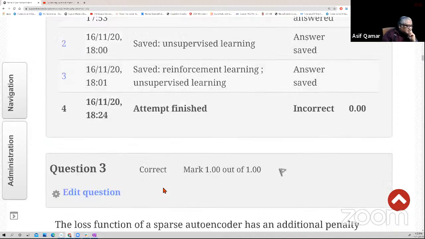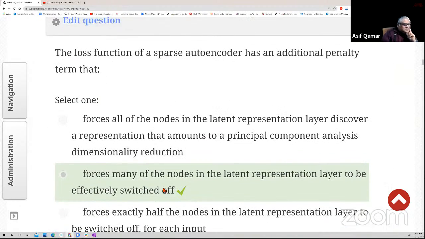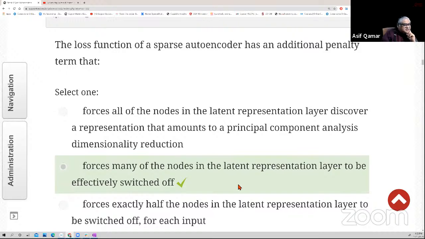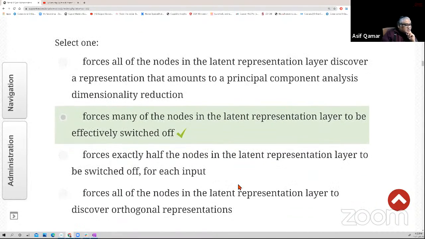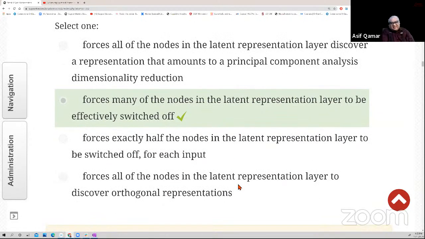The next one. The loss function of a sparse autoencoder has an additional penalty term. Now, what is that, sparse autoencoder? Remember, it forces many of the nodes in the latent representation to be effectively switched off. I spoke about it very briefly in the class. I was hoping that once you see this question, you would go and read up a little bit more.